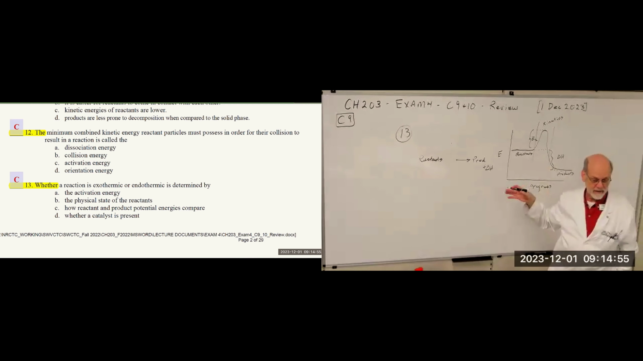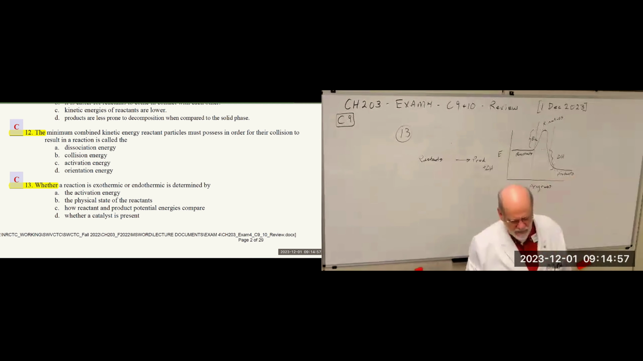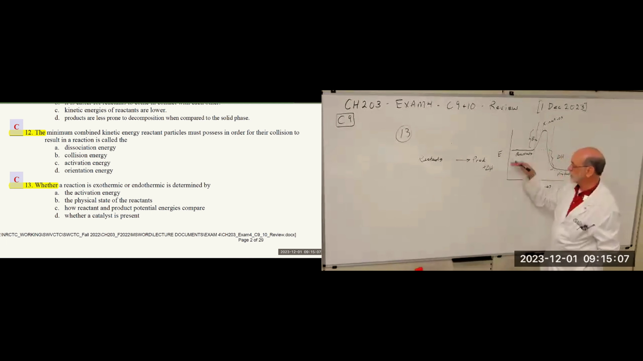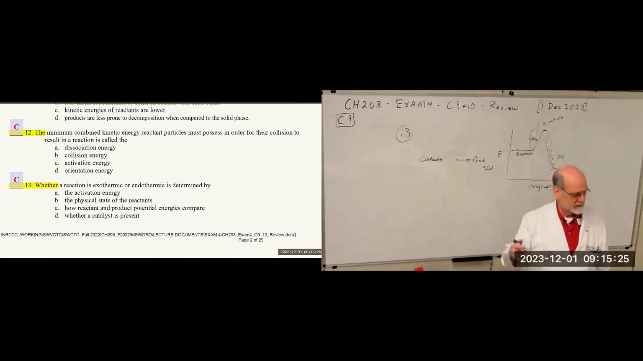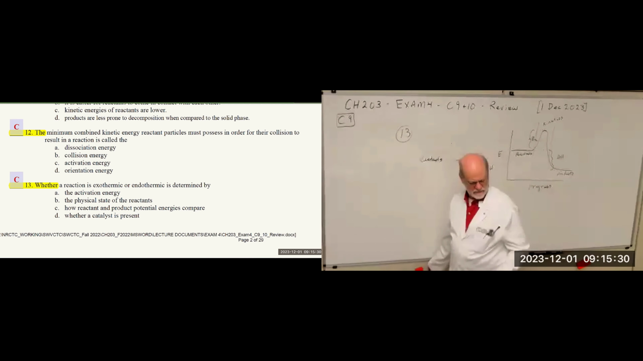So that's exothermic. So to answer the question, whether a reaction is exothermic or endothermic is determined by how reactant and product potential energies compare. Which one's higher? This would be an exothermic situation. If we go backwards, right, it would be endothermic. You'd have to put a lot of energy into it and get not a lot back. So an exothermic reaction in reverse is endothermic, and vice versa. Okay, so that was, let's see.